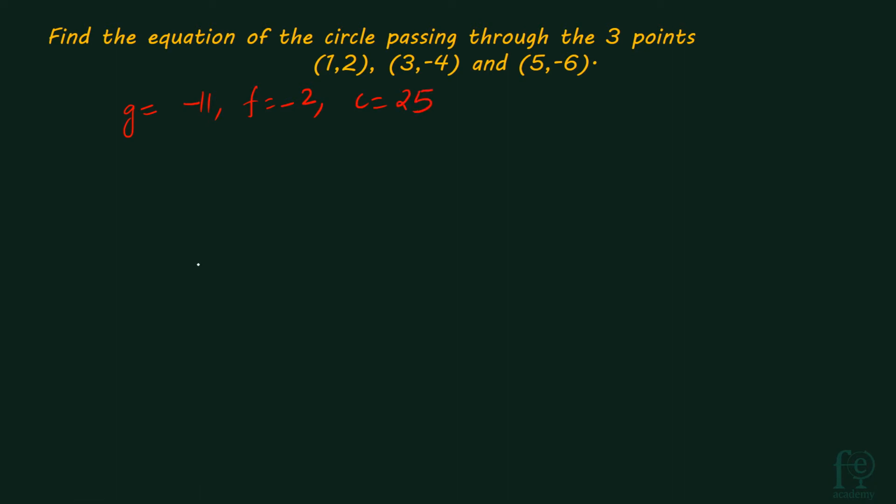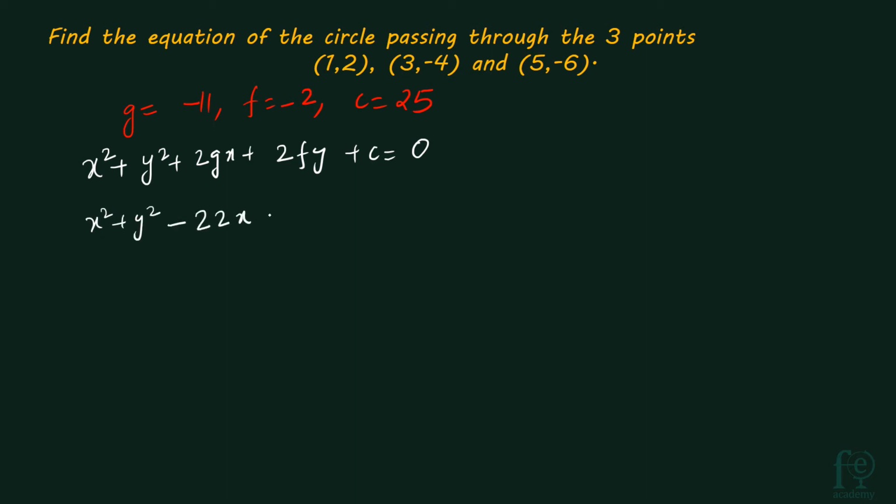Now we can straight away write the equation of the circle. So, general equation of the circle is given by x square plus y square plus 2gx plus 2fy plus c is equal to 0. So, it will be given as x square plus y square minus 22x, 2g is minus 22, minus 4y plus 25 is equal to 0. So, this will be our final answer.